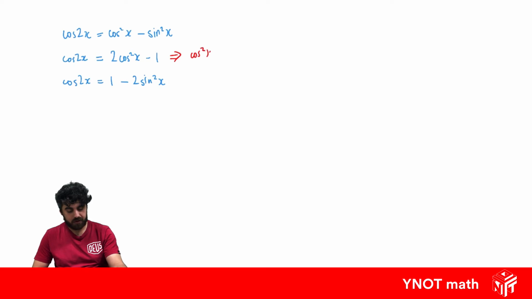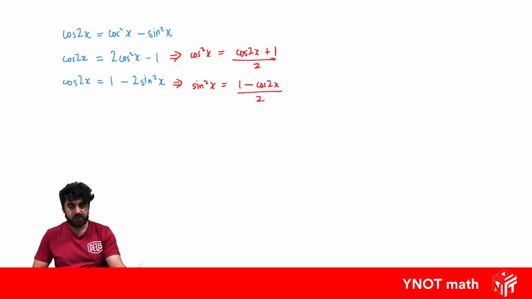So we'll have cos squared x equaling, let's add 1 first, cos 2x plus 1, and then divide by 2. So we get an expression for cos squared x. And doing the same for sine squared x, we get sine squared x equaling 1 minus cos 2x all over 2. And these are the expressions we're going to use to help us integrate cos squared x and sine squared x.